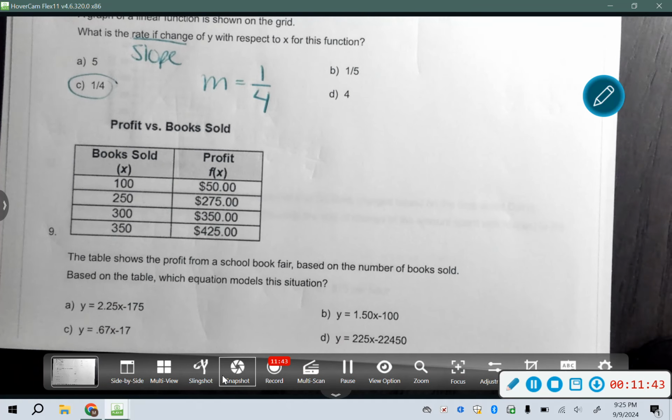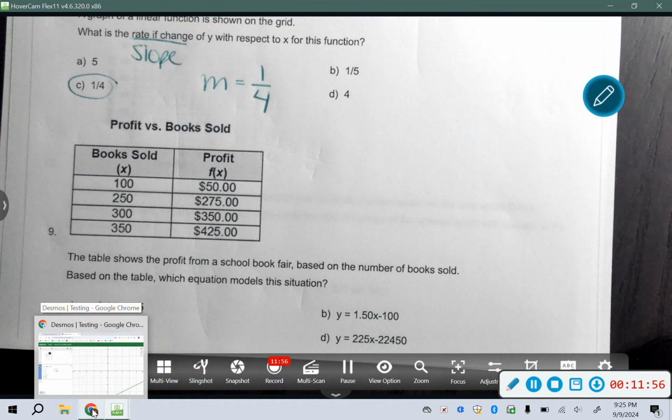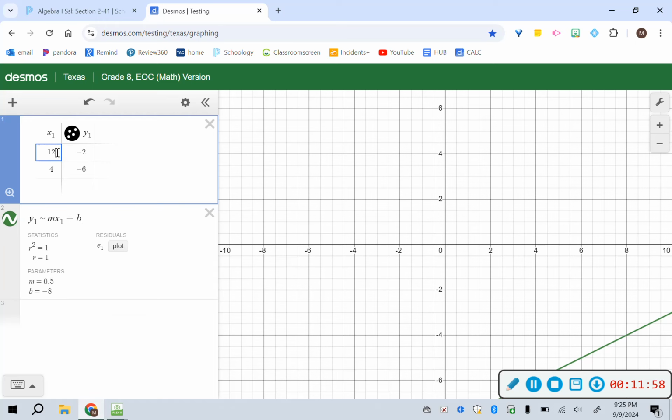Okay, well, let's look at number 9. So I know that I'm given a table, and it says the table shows the profits for the school book fair based on the number of books sold. Based on the table, which equation models the situation? So this is where y1 squiggle is going to come into play. So I'm just going to fix my table. I'm not even going to delete any of that.